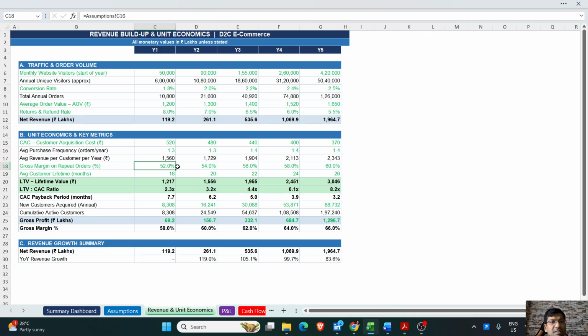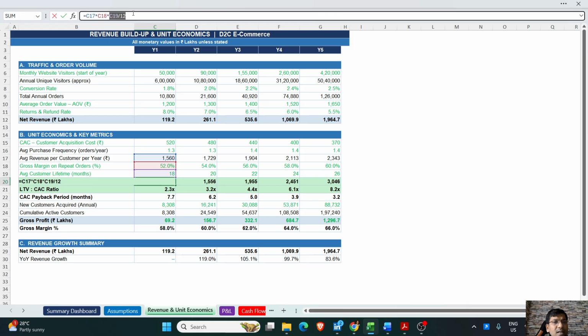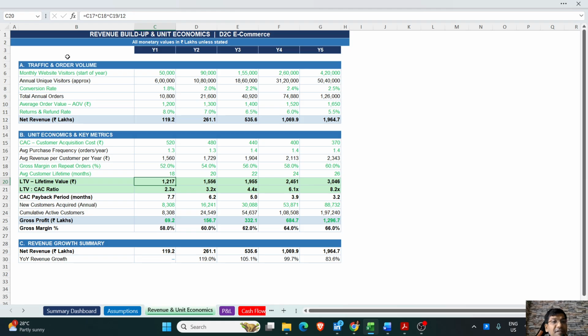The gross margin on this is 52%, 54%, 60%. The customer lifetime is 18 months to 20 months, and hence we have the customer lifetime value. This customer who places an average order of 1560 gives me a margin of 52% on that, stays for 18 divided by 12 months. So this becomes the lifetime value.